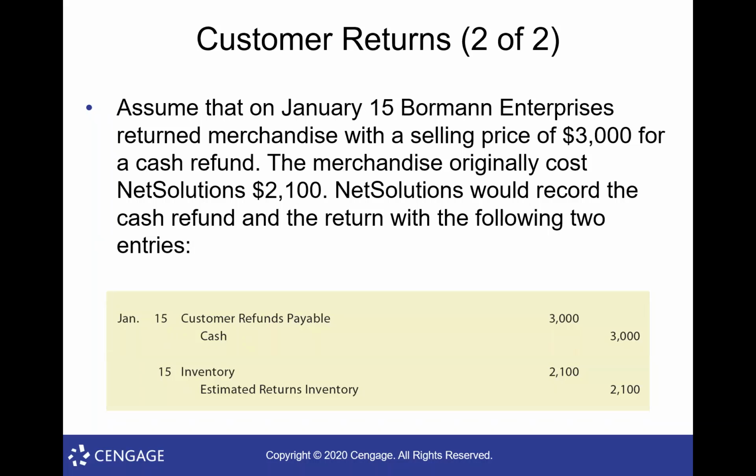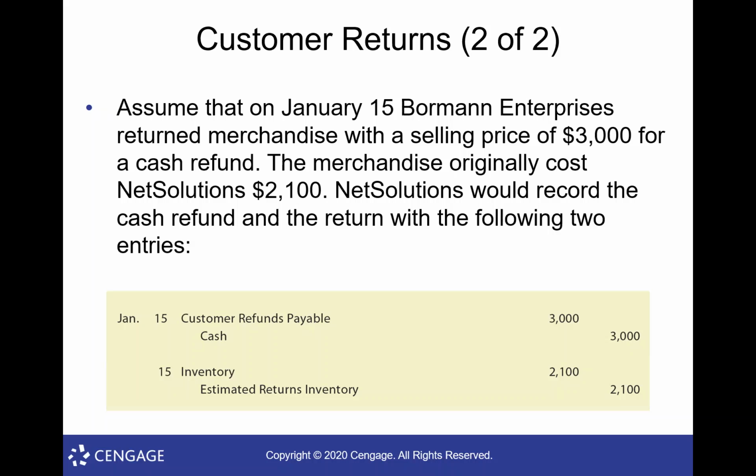We also have refunds that we have to pay to customers. So typically what we do, so I'll just read through their little example here. Borman Enterprises return merchandise with a selling price of $3,000 for a cash refund. The merchandise originally cost Net Solution $2,100.